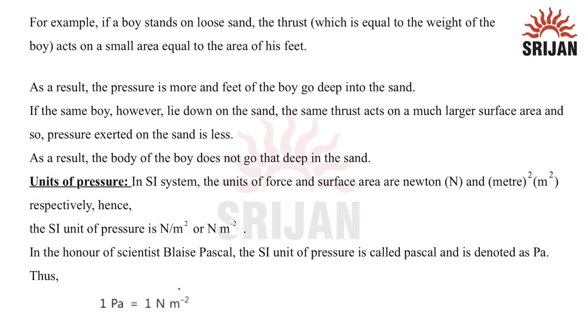Units of pressure. In the SI system, the units of force and surface area are Newton and meter square respectively, right? So the unit of pressure would be Newton per meter square. In honor of the scientist Blaise Pascal, the SI unit of pressure is called Pascal and is denoted by Pa. So 1 Newton per meter square is known as 1 Pascal.